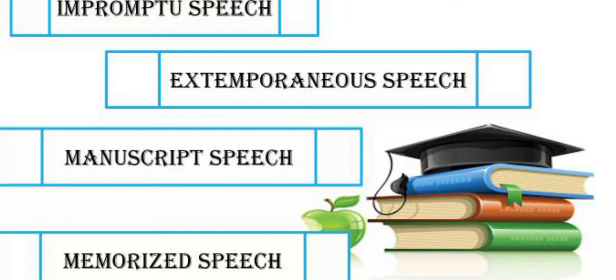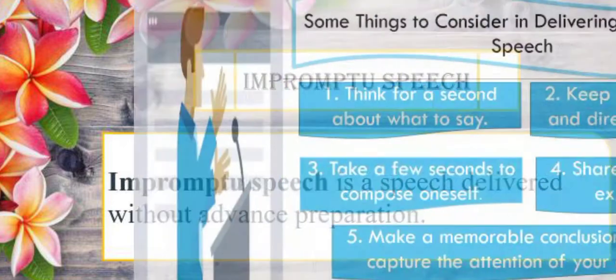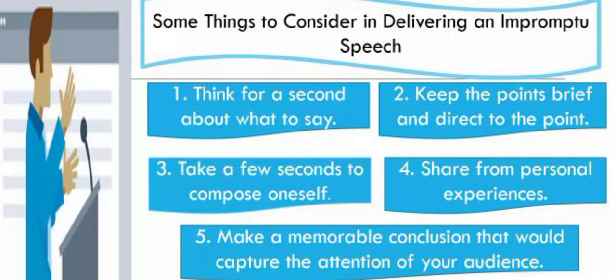So let's proceed first with an impromptu speech. What do you mean by that? An impromptu speech is a speech delivered without advanced preparation. So it's on the spot. Usually you pick the topic and then right there and then you are going to talk about it. I usually do this one in class. It's exciting.